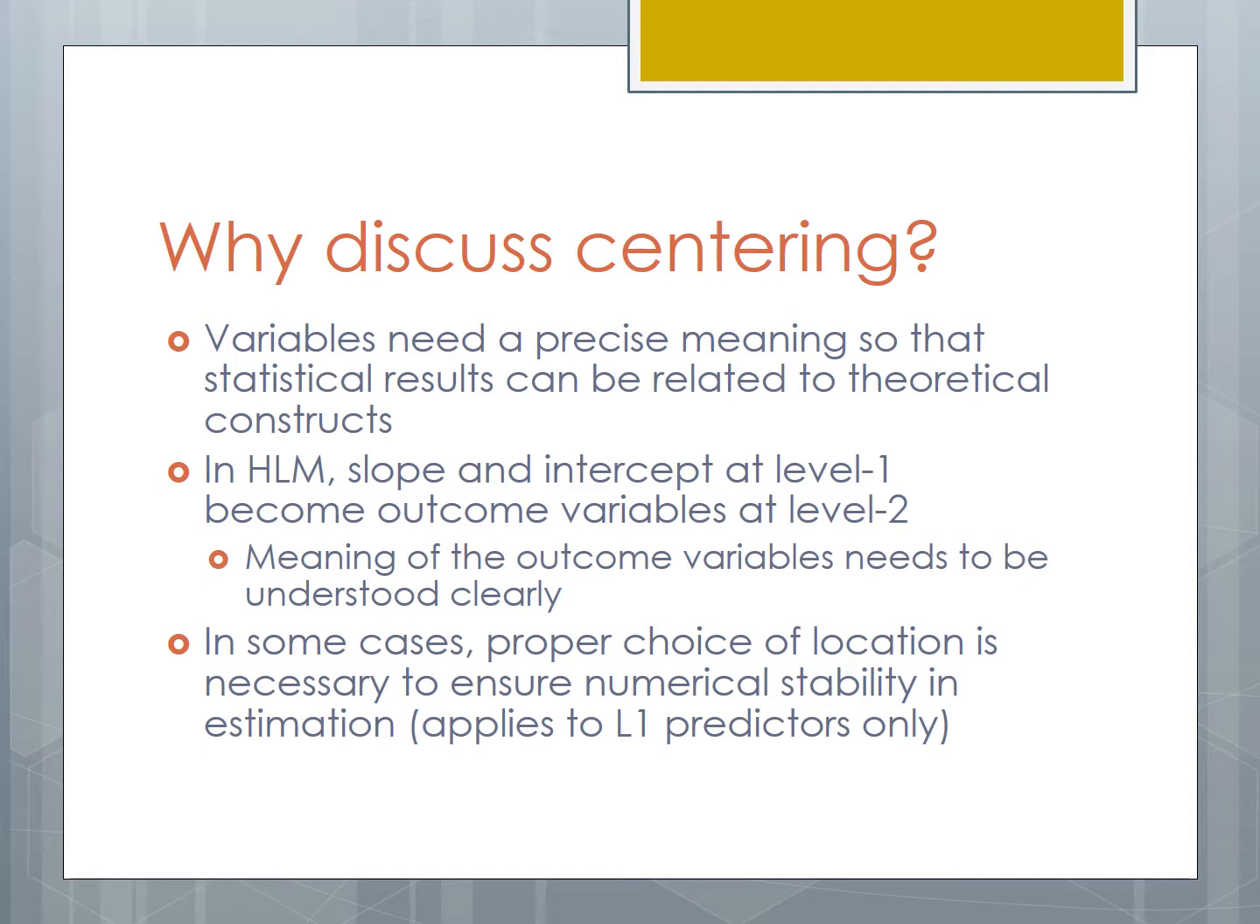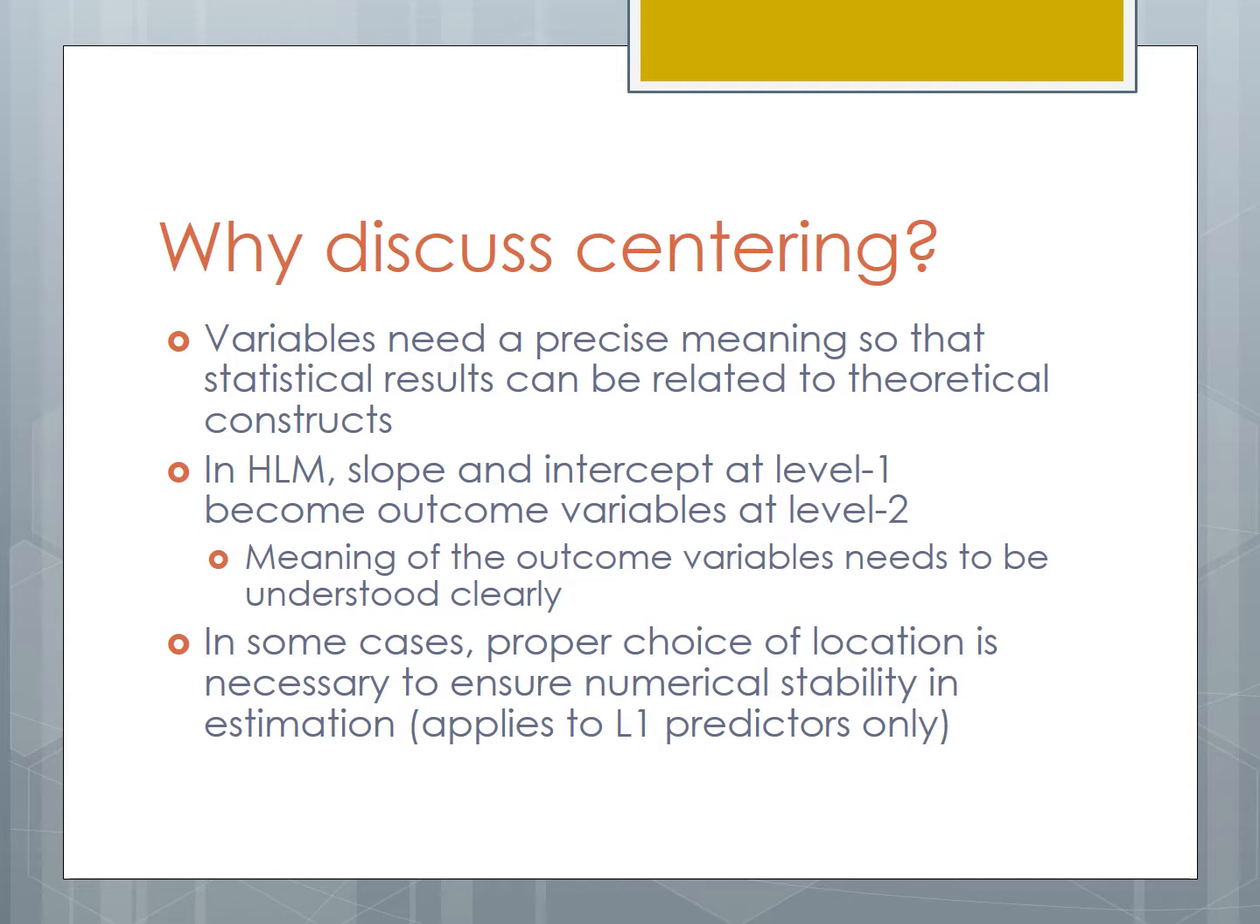So why do we discuss centering at all? It's important to have a precise meaning of your variables so that your statistical results can be related to your theoretical constructs. And in HLM specifically, your slopes and your intercepts at level 1, so your beta j's, become outcome variables. And so the meaning of these outcome variables needs to be understood clearly.